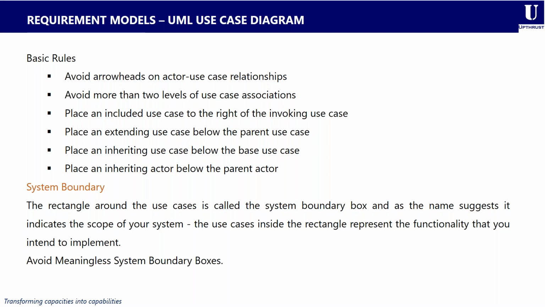The last component of a UML use case diagram we're looking at is the system boundary. This is just a rectangle that we draw around the use cases. As the name suggests, it indicates the scope of your system. The use cases inside the rectangle represent the functionality that you intend to implement. And you also need to ensure that you avoid any form of meaningless system boundary boxes.